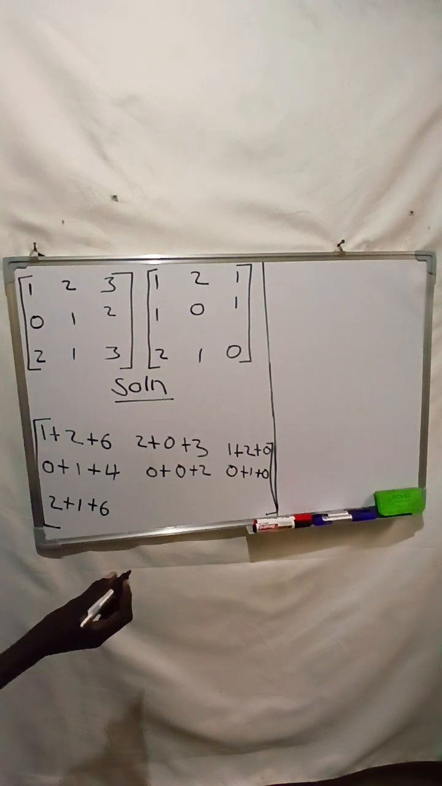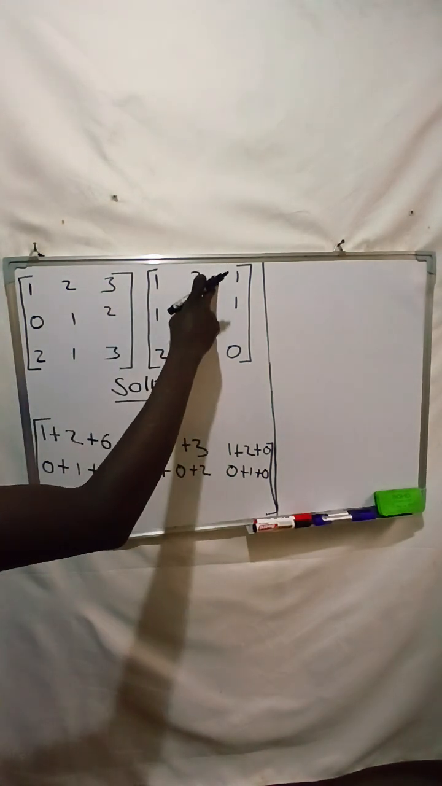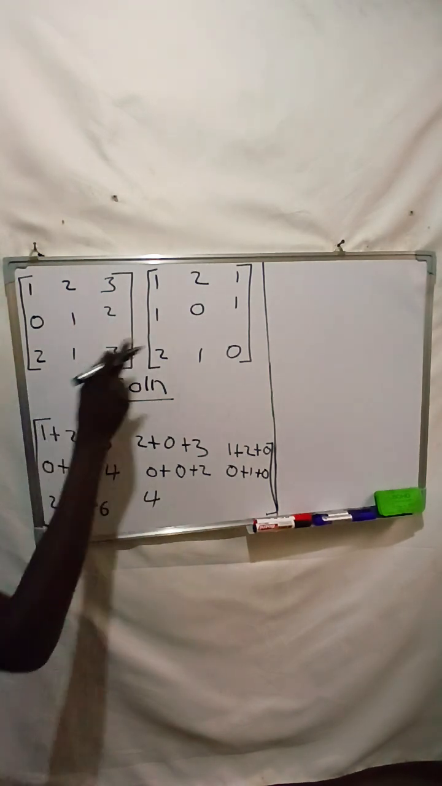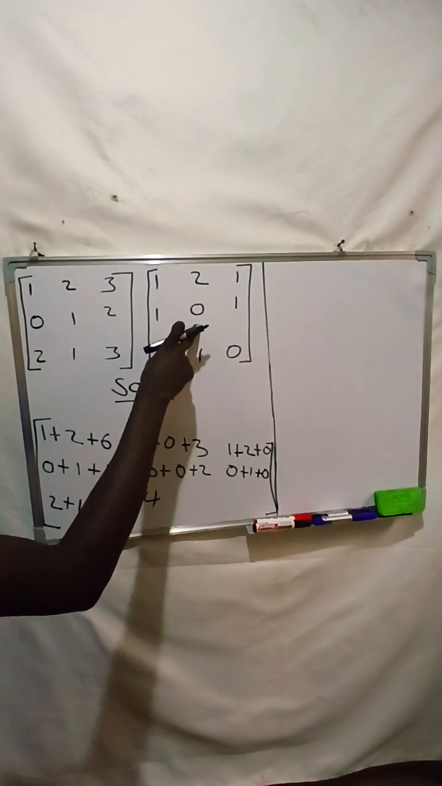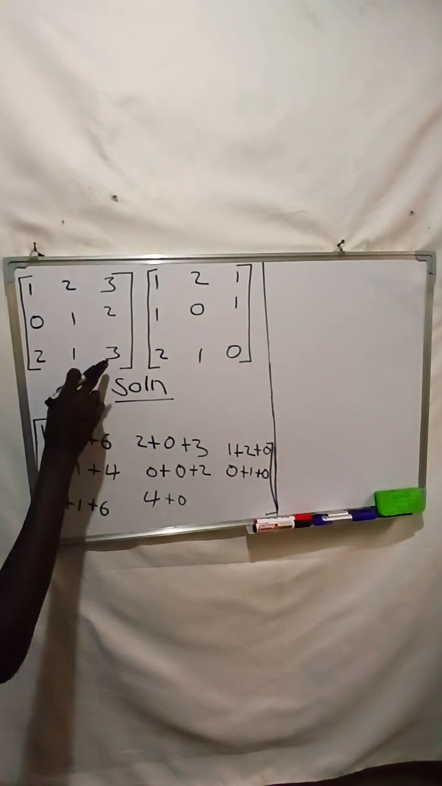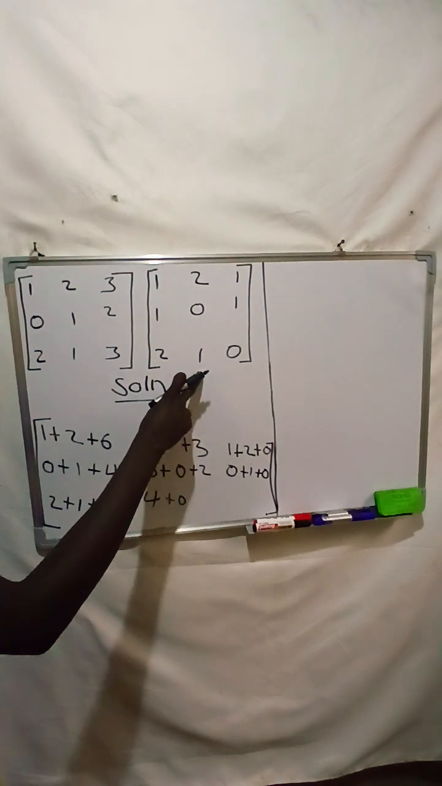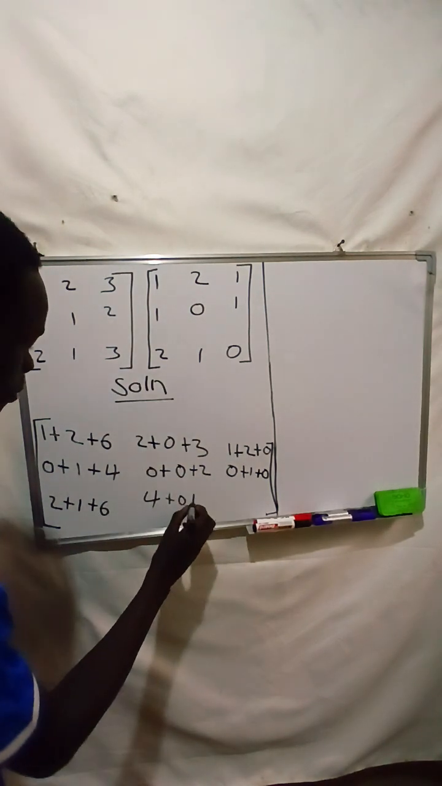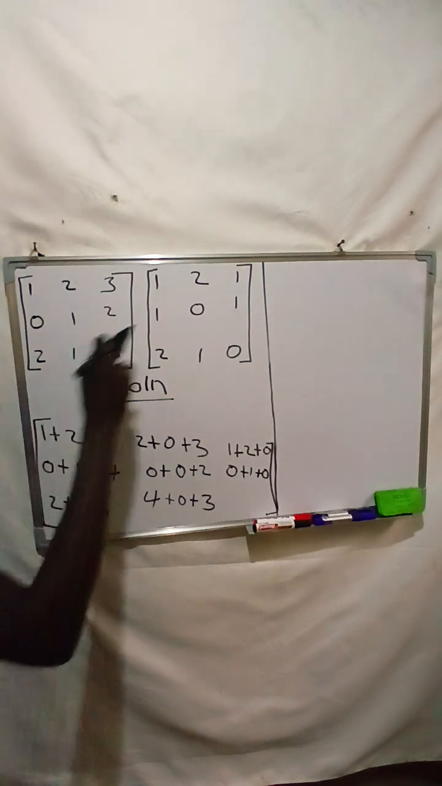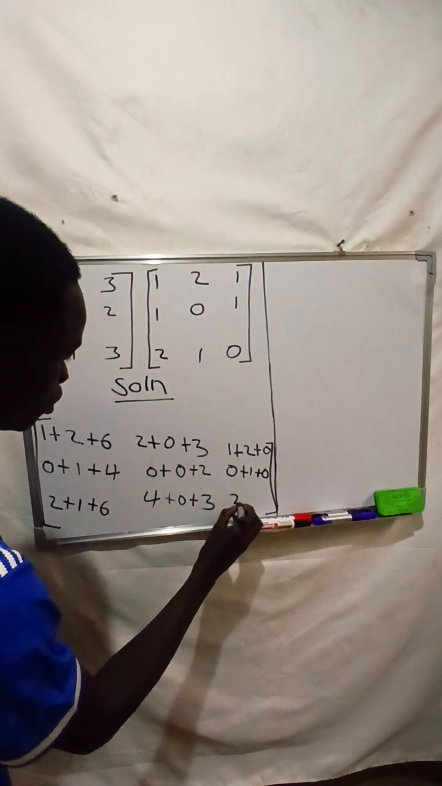Okay. Now, how about 2 multiplied by 2 here? I think we're getting 4, right? Okay. How about 1 multiplied by 0? I think we're getting 0, right? Okay, it is going to be plus 0. How about 3 multiplied by 1? I think we're getting 3, right? Okay, here we're going to have plus 3. Alright. How about 2 multiplied by 1? I think we're getting 2, right? Okay, here we're going to have 2.